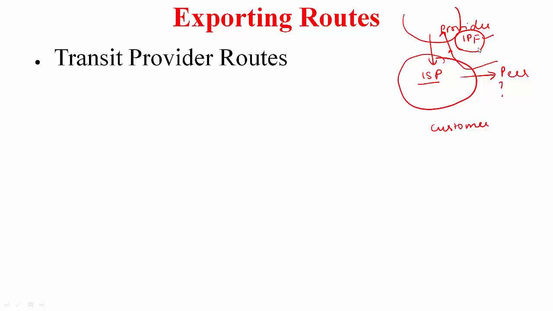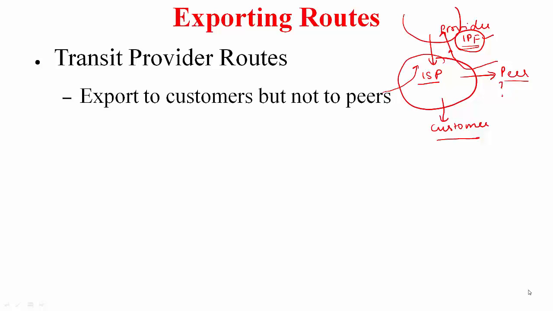So you should not export these prefixes you have learned from your provider to your peer. Now what about, should you expose them to your customers? Yes, you should expose them to the customers because you are providing the service to your customers. So the customer should know how to reach this other information. So they will go via you. That is why they are paying you the money for it. So the transit provider routes are exported to the customers but not to the peers.